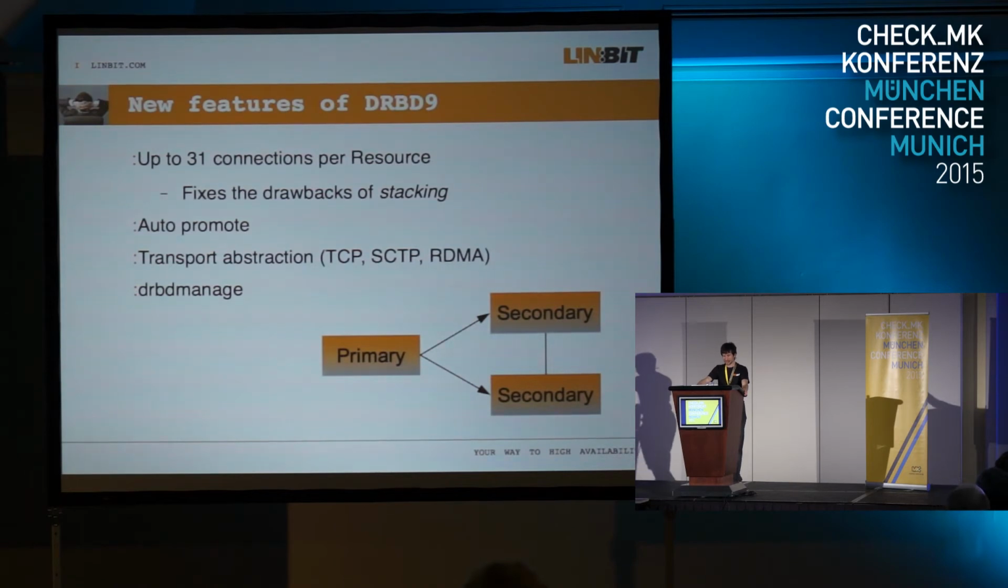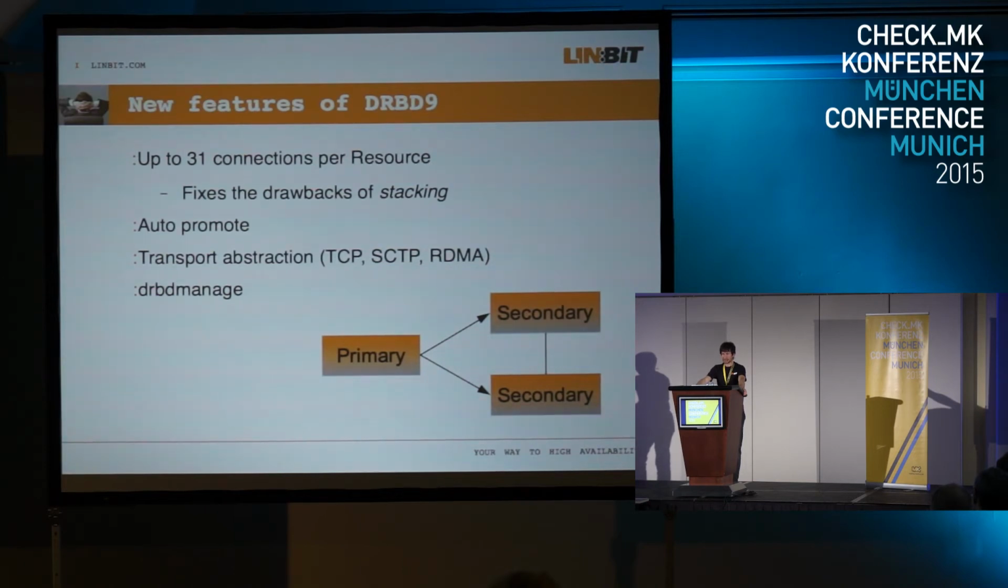So what's also new is that we have several different transports available. With DRBD 8, we would always have TCP, but now with 9, we can also use SCTP or RDMA. RDMA, remote direct memory access, is a new protocol that is very interesting in certain cases where the data goes directly to the main memory of the target device, and you also prevent a lot of copying work.